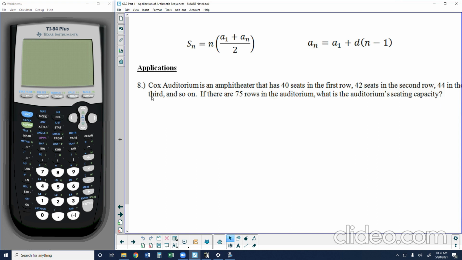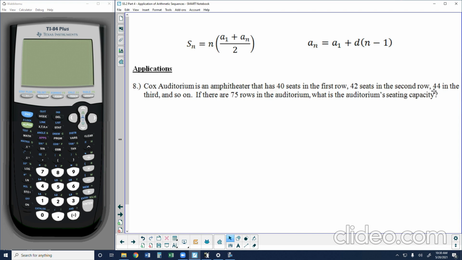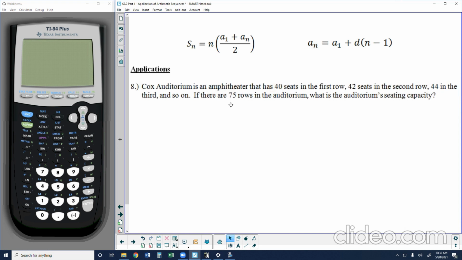Problem number 8, which may be number 9 on your notes if I remember correctly, states that Cox Auditorium is an amphitheater that has 40 seats in the first row, 42 seats in the second row, 44 in the third row, and so on. If there are 75 rows in the auditorium, what is the auditorium seating capacity?